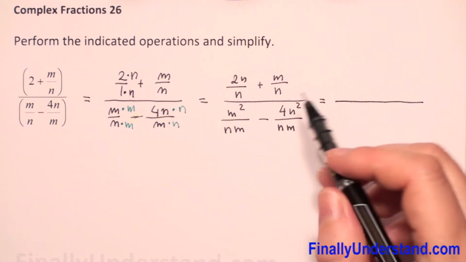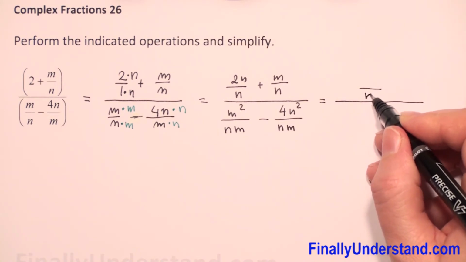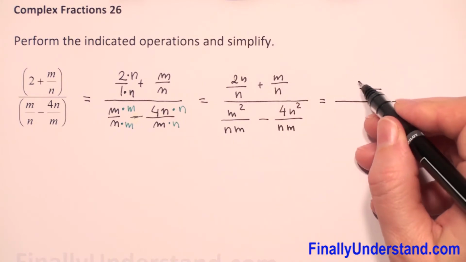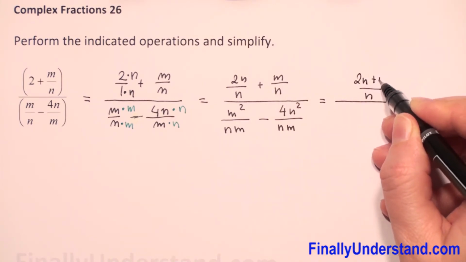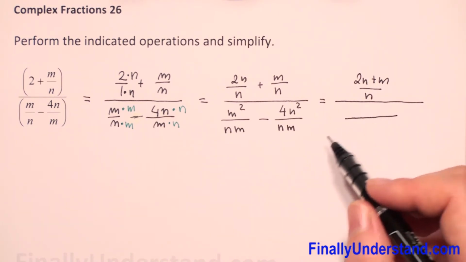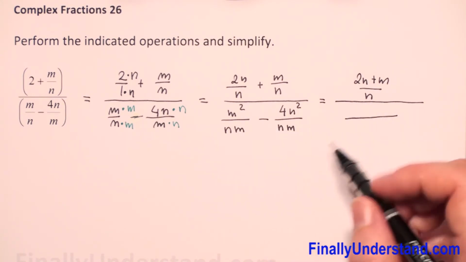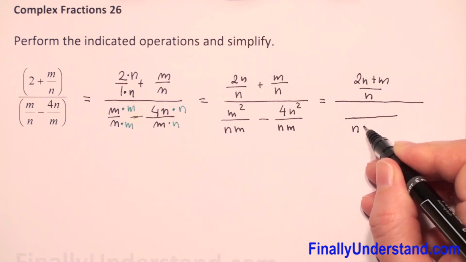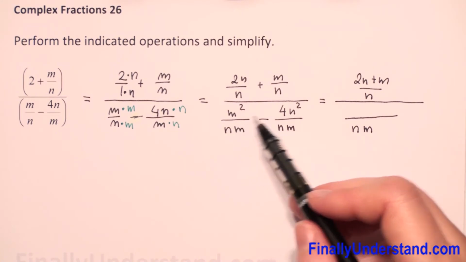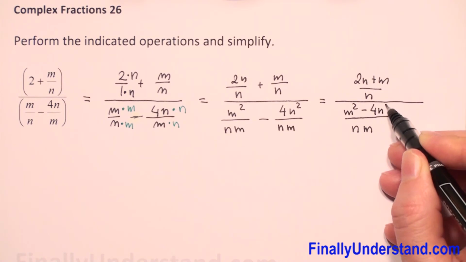Now when we have the same denominator, we have to copy the denominator and we just add numerators. So we have 2n plus m. And the same situation we have in the denominator: we have only subtraction, and for subtraction we need to have the same denominator also. So it will be nm, we copy the denominator, and we have to subtract numerators. So it will be m squared minus 4n squared.